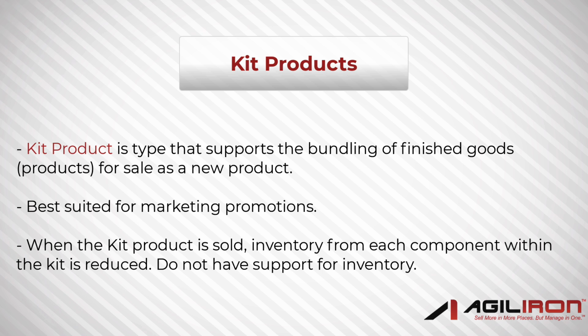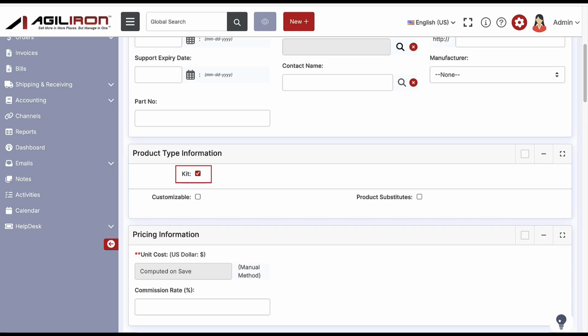Kit products. This is a product type that supports the bundling of finished goods, products, for sale as a new product. This is best suited for marketing promotions. When the kit product is sold, inventory from each component within the kit is reduced. Select the Kit option in Product Type Information while creating a new product.